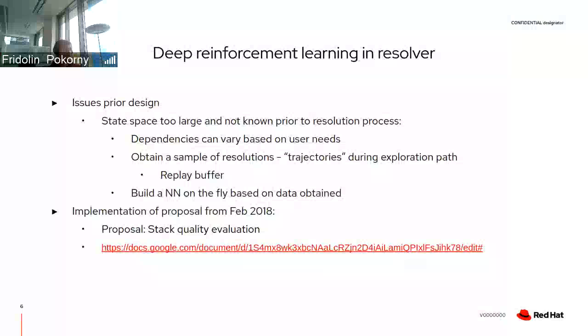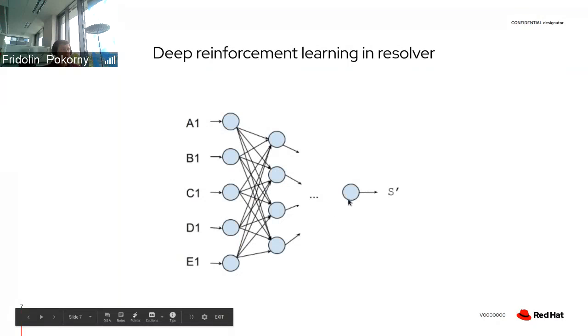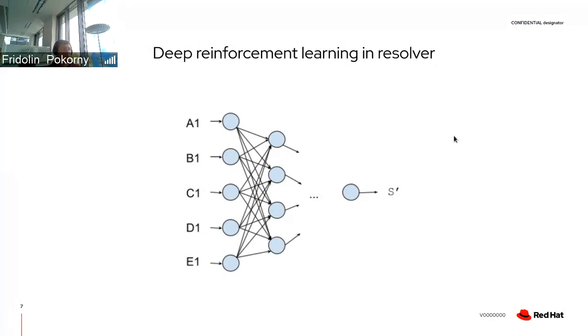This is an implementation that corresponds to a proposal from 2018, that is stack quality evaluation. So if you are interested in it, feel free to follow that document. But basically what we do, we are trying to build a model that will guide us through the resolution process. So it will guide us to find high quality software stacks. The model is designed in a way that it accepts some input vector that corresponds to packages and predicts a score that corresponds to cumulative rewards that can be obtained when following the model predictions.